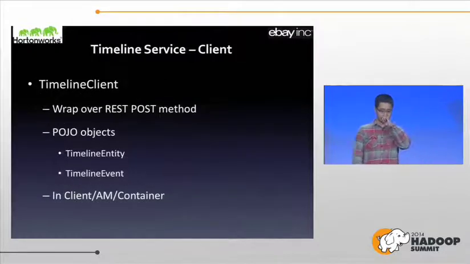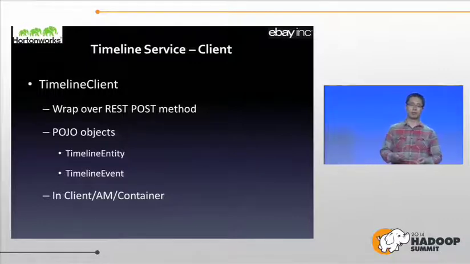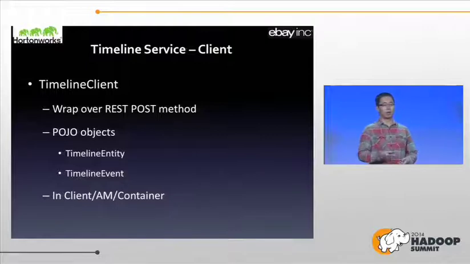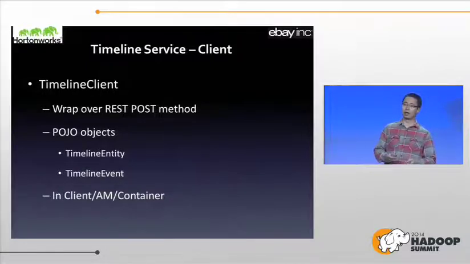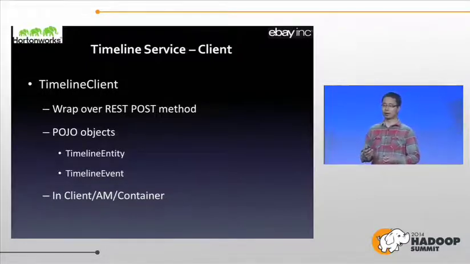The next piece is the timeline client. This is the rationale when we were developing YARN. We are always trying to provide the easiest way for developers to write a YARN application. So what the timeline client does is wrap over the REST APIs to post the timeline data for the users. With these tools, what developers need to do is quite simple.